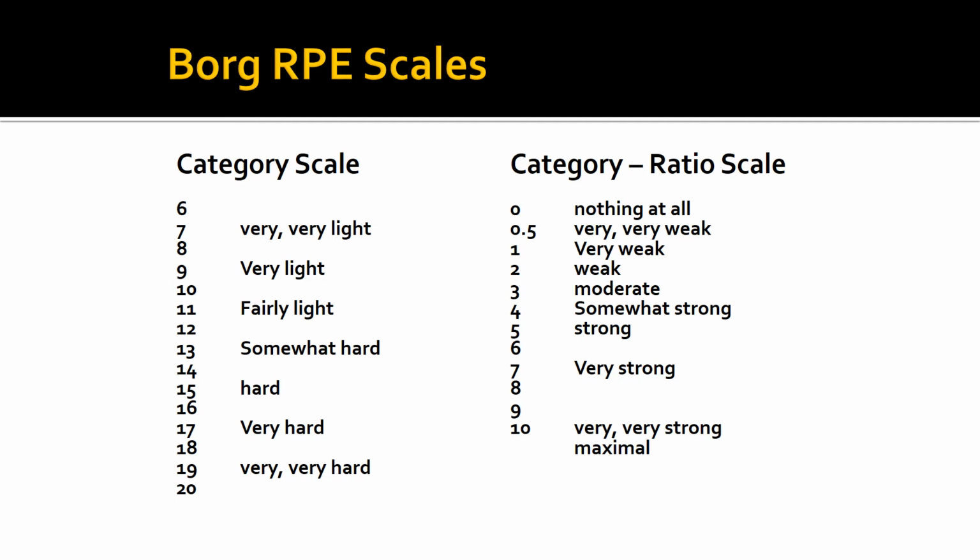For example, if during a gentle exercise, the person rated their RPE as 9 on the category scale, it can be estimated their heart rate is at roughly about 90 beats per minute. And of course, this is obviously only an estimation. Now, this can only be done for the category scale and not for the category ratio scale.